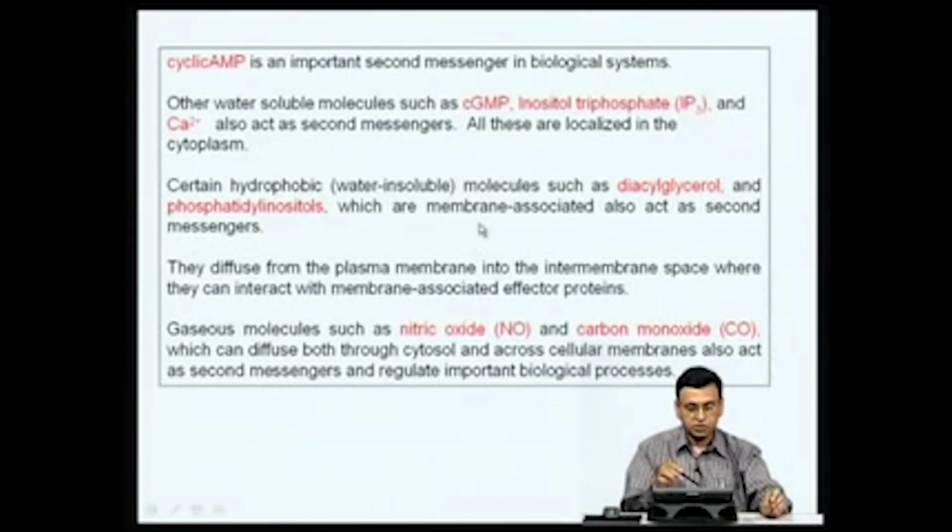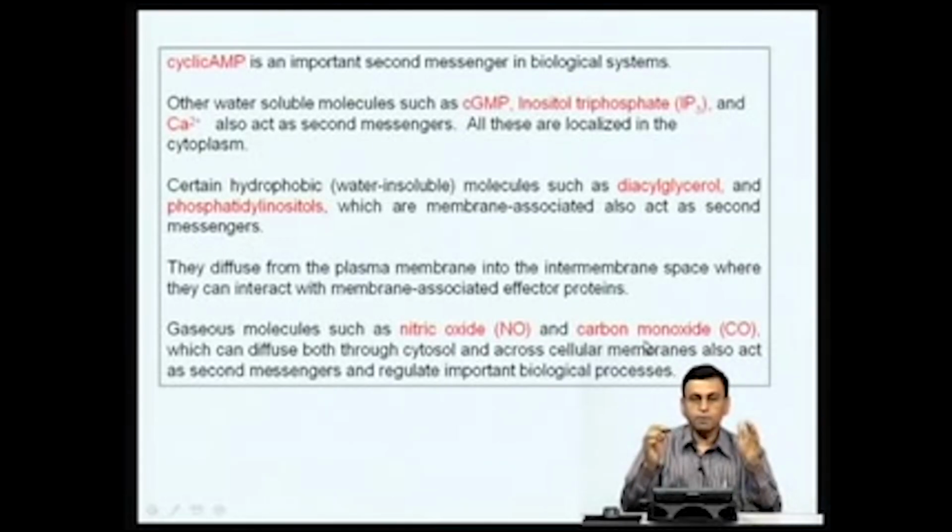Now, all these second messengers diffuse from the plasma membrane to the intermembrane space, where they can interact with the membrane associated effector proteins. Many gaseous molecules like nitric oxide and carbon monoxide, which can diffuse to the cytosol and across the cell membranes, also act as second messengers and regulate very important biological classes. So, today we will primarily focus on the mechanism by which cyclic AMP acts as a second messenger.